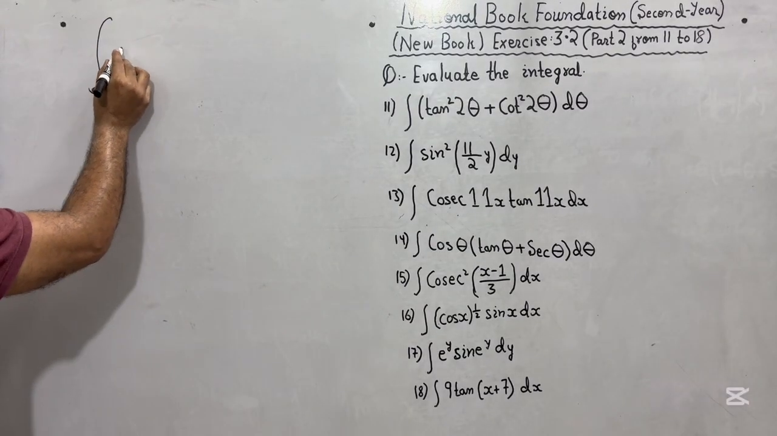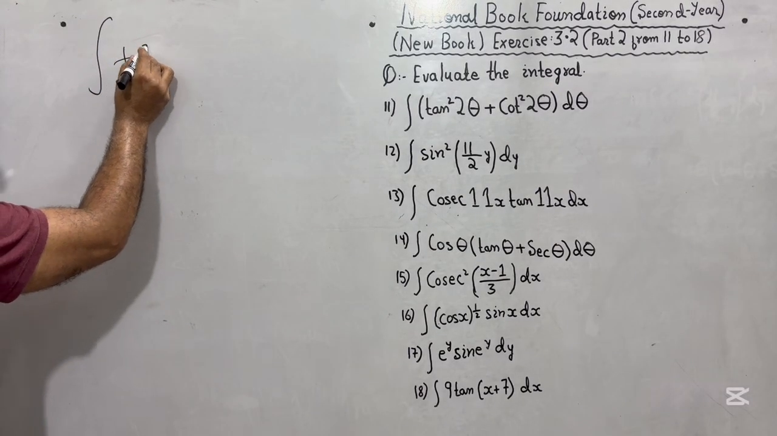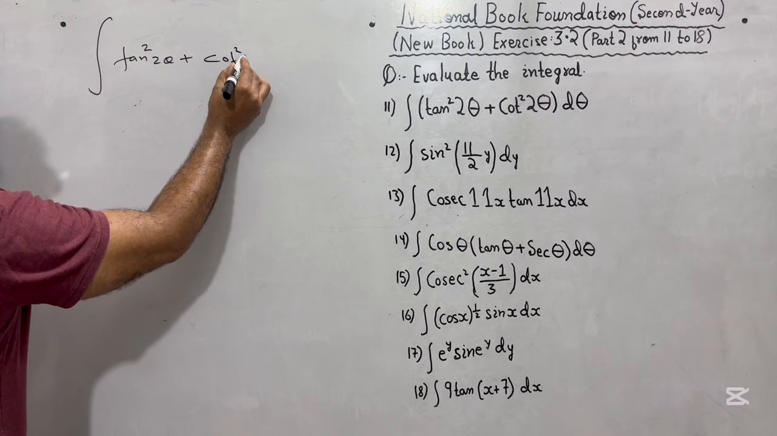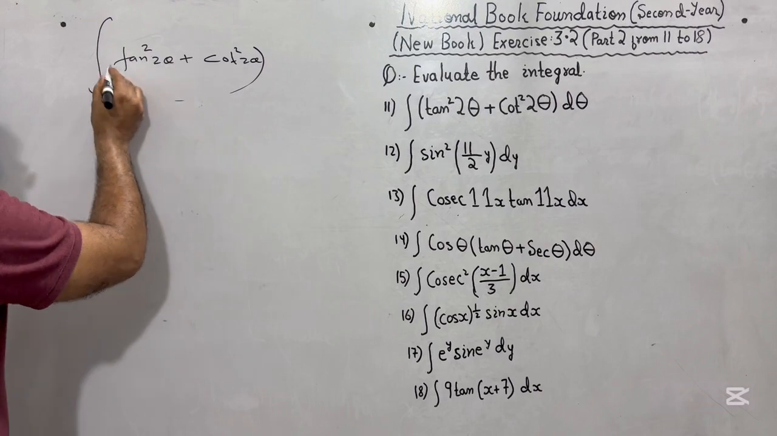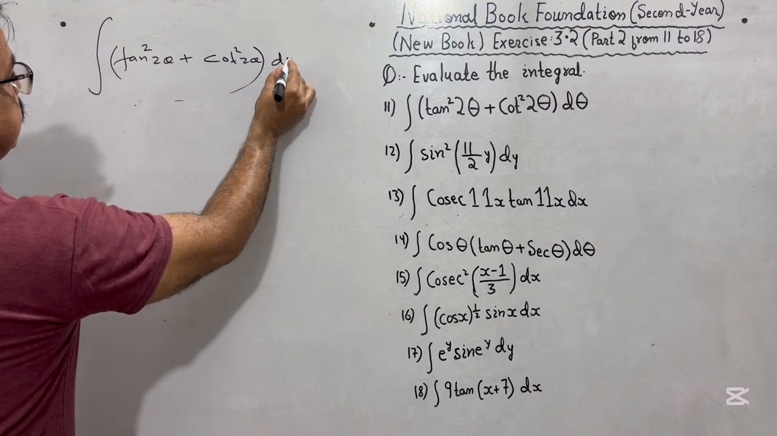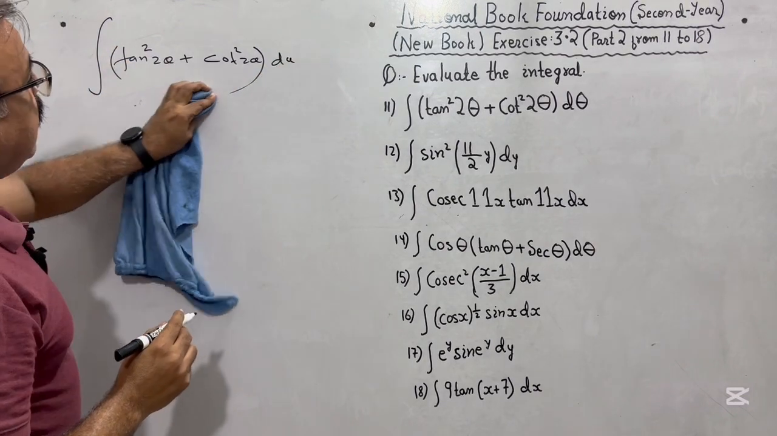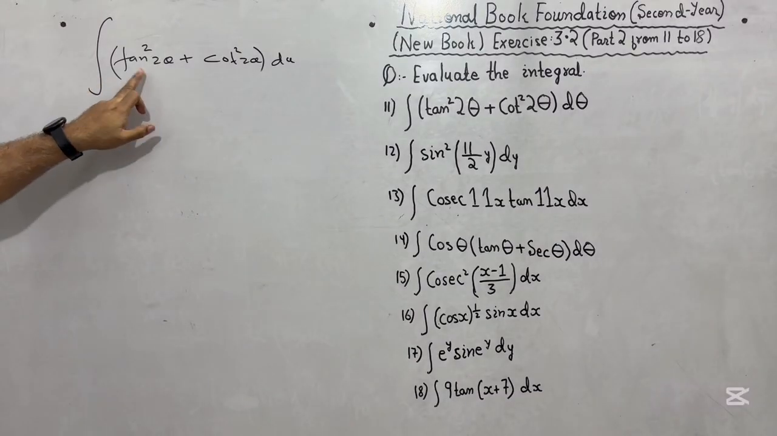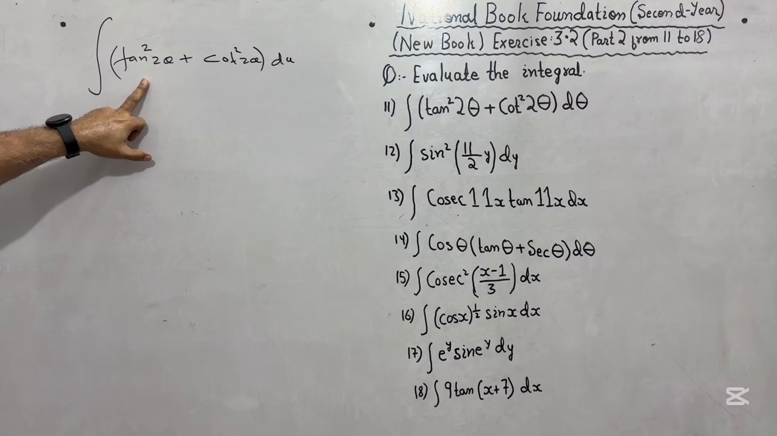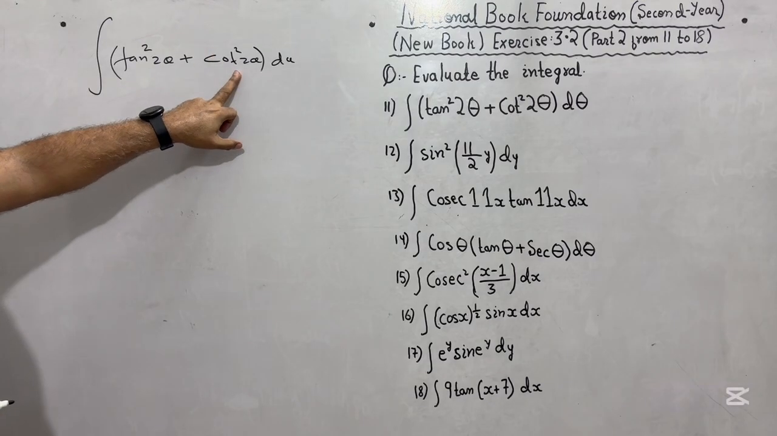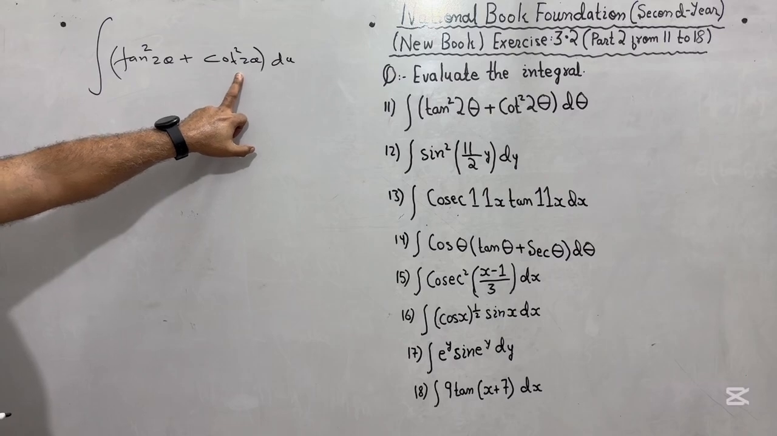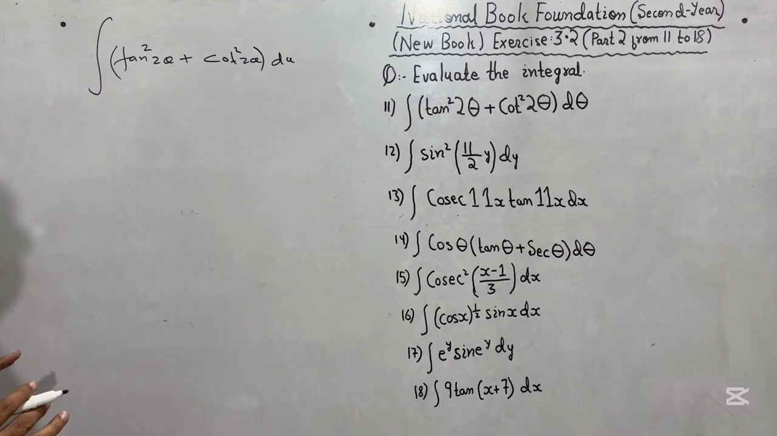Question 11 reads as the integral of tan square 2 theta plus cot square 2 theta d theta. Simply ask yourself, is it the differentiation of something? The answer is definitely no. Is it the differentiation of some function? So that is not the case.